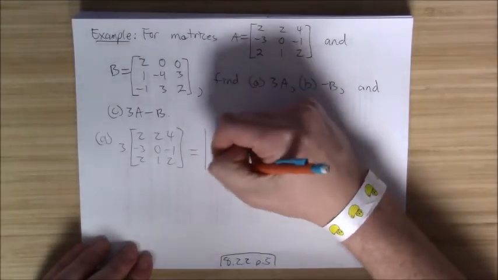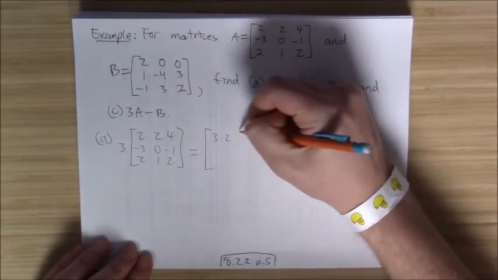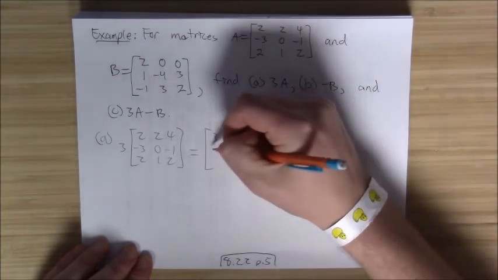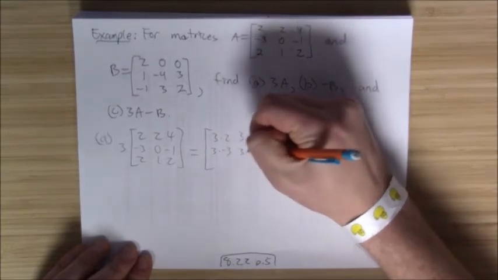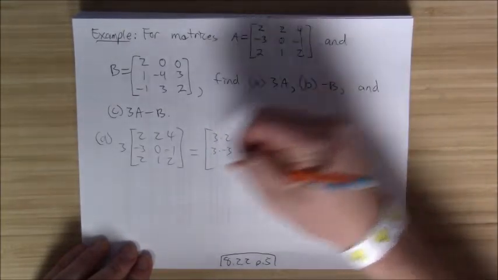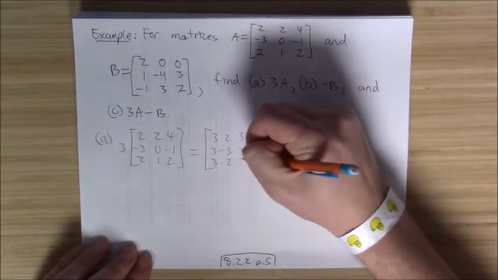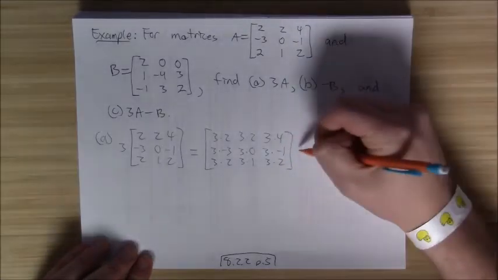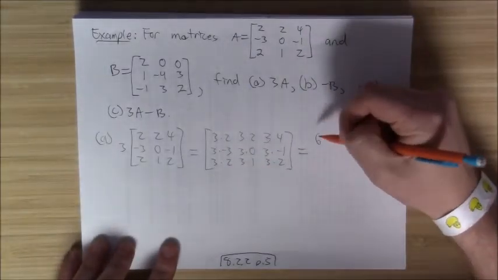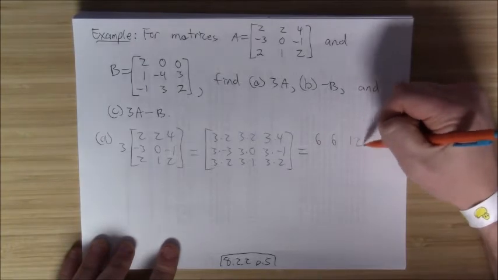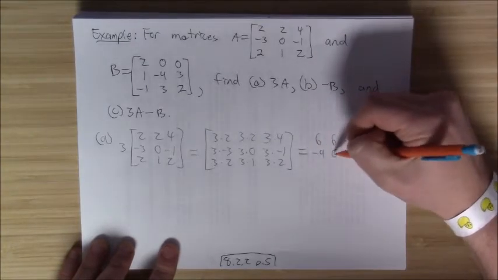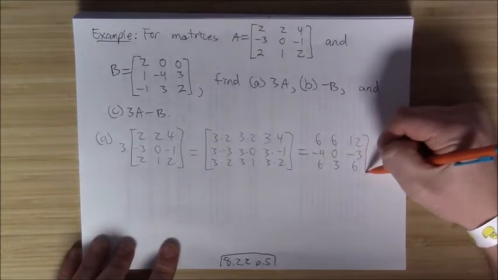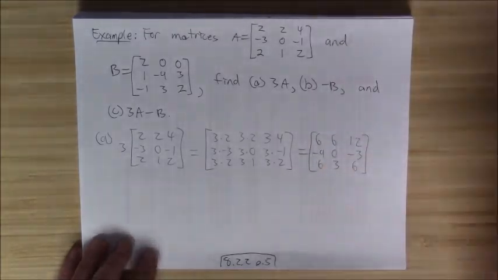So we have 3 times 2, 3 times 2, 3 times 4, 3 times negative 3, 3 times 0, 3 times negative 1, 3 times 2, 3 times 1, and 3 times 2. But that just gives us 6, 6, 12, negative 9, 0, negative 3, 6, 3, 6. So that would be 3A.